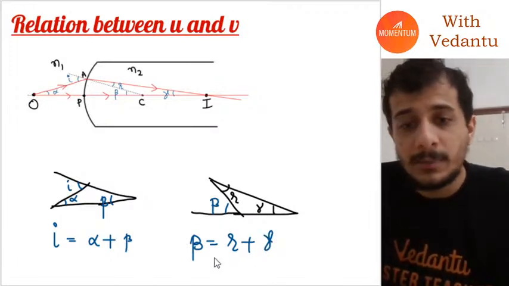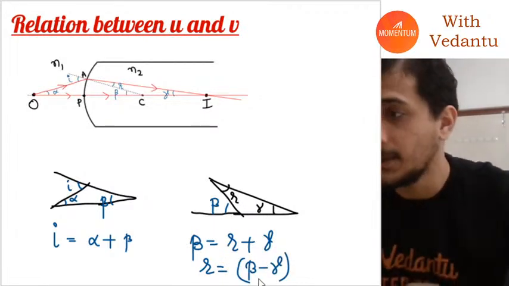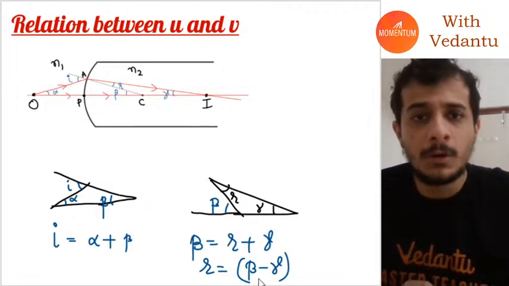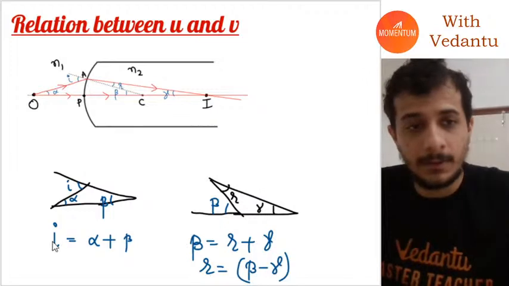Okay, or a better way of writing this is R is equal to beta minus gamma. R is equal to beta minus gamma. I hope everybody is following so far.